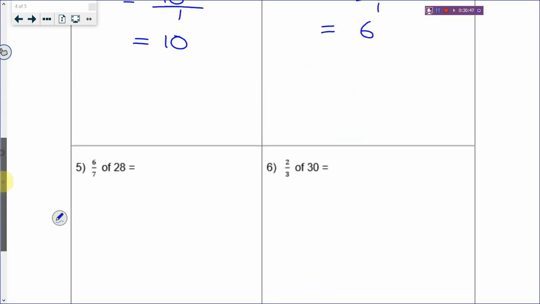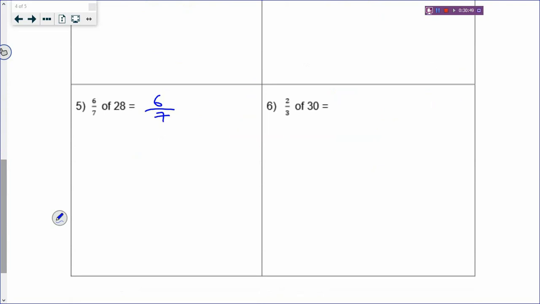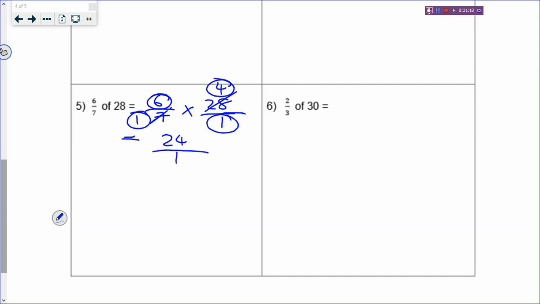Now, how about 6 over 7 of 28? Of is times, and then times 28 over 1. So what do we do? Cancel diagonally. So divide by 7, and 28 is the other number in the diagonal pair. So 28 divided by 7 is 4. If you cannot cancel anymore, you circle the numbers that you cannot cancel. So you multiply the numerators, and you multiply the denominators. 6 times 4, and 1 times 1, and you will get 24 divided by 1, which is still 24.